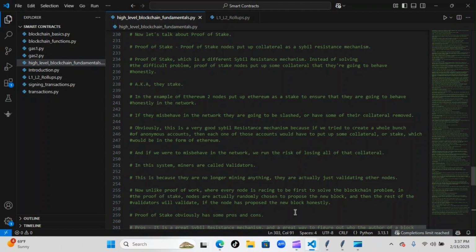Now, unlike proof of work, where every node is racing to be the first to solve the blockchain problem, in proof of stake, nodes are actually randomly chosen to propose the new block. And then the rest of the validators will validate if the node has proposed the new block honestly.